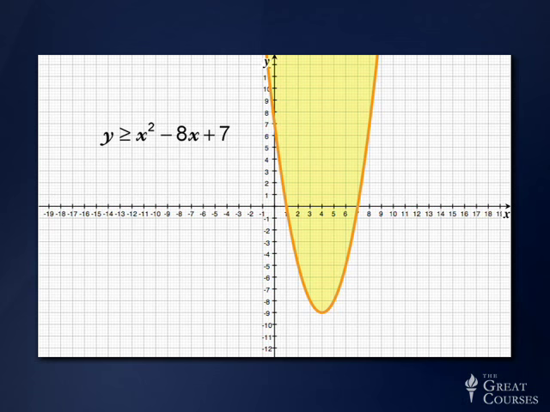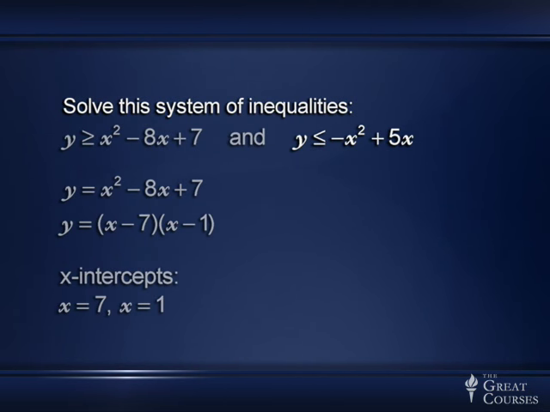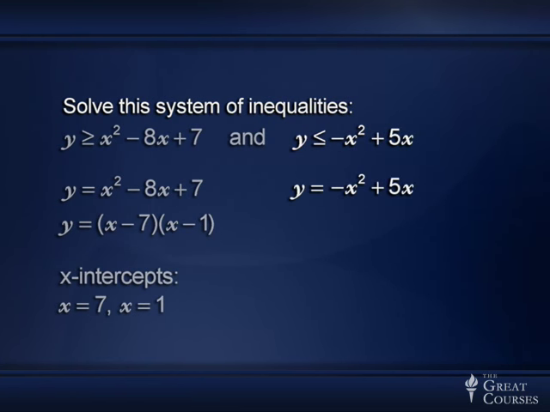So you can shade that in pretty quickly. If you don't believe me, pick a point in that region and just confirm that it makes the original inequality true. Now, I could then go to the second inequality that was in the problem and sketch its boundary parabola. In this case, that parabola will be given by y equals negative x squared plus 5x.